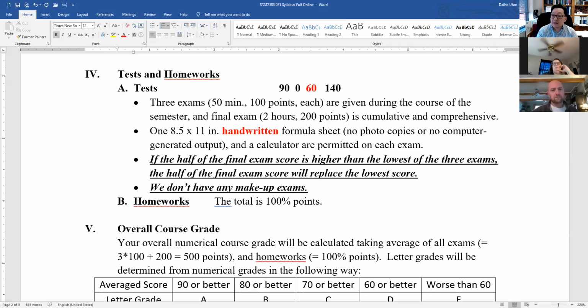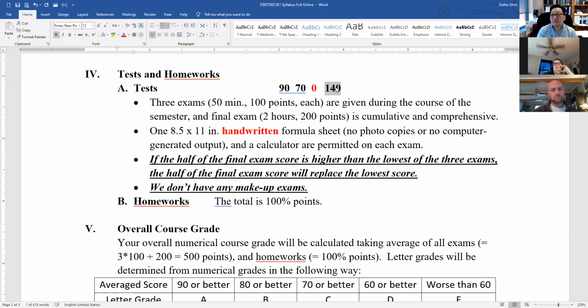if you missed the second exam, then absolutely the second exam score will be 0, but it will be replaced by 70. So any worst score will be replaced by half of your final exam score. So how about this one? If you miss two exams, the second exam and the third exam, both of them will be 0, but only one of them will be 70.